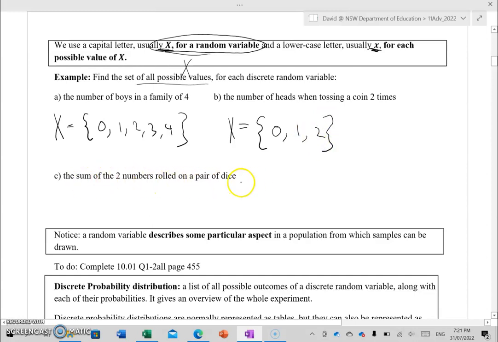The sum of two numbers when rolled on a pair of dice. I'm assuming a standard 6-sided die. The lowest would be if both of them showed a 1. If you sum, that's 2. And the highest would be if they both showed 6, which is 12. So the sum will be anything from 2 all the way up to 12.